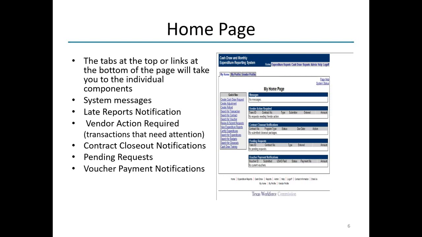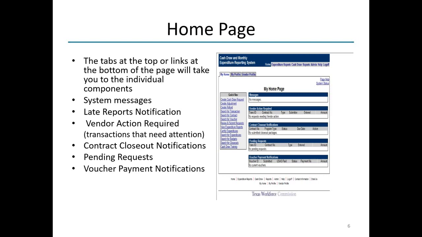But some other important things to note on this page are system messages, which is the top box on the home page. Basically, we may include a message if there's some scheduled system maintenance or some reason the system may be going down temporarily, or if there's other important things that you need to know about upcoming deadlines and things of that nature.